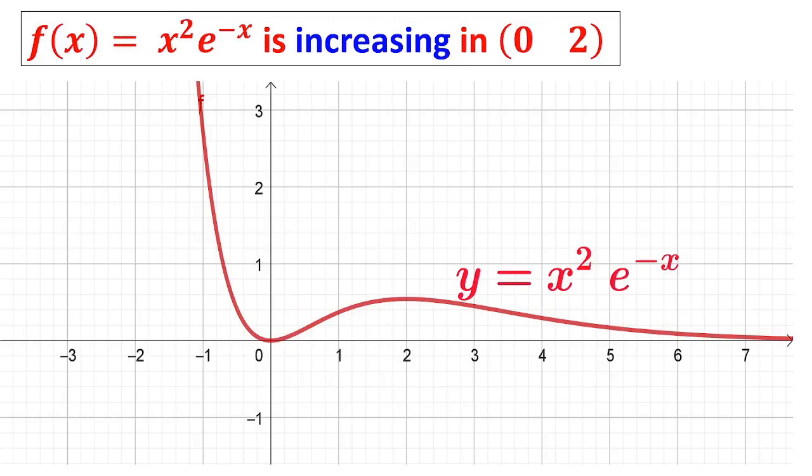I am showing you the graph of it also. You check out from minus infinity to 0, it is coming down. From 0 to 2, it is going up. Therefore, it is increasing. From 2 to infinity, once again, it is coming down. Therefore, decreasing.